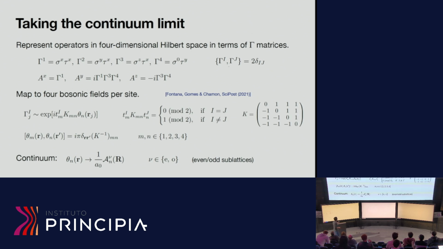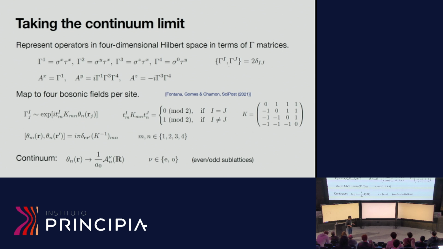Okay, and then you can do this by imposing canonical commutation relations for the bosonic fields in terms of this K matrix. And here I'm going to take the continuum limit in this way. You take this bosonic field to these curly A fields, which is not the same as the A's that I had before. The notation is a bit unfortunate here. So this would be like the gauge fields in a sense. This representation comes with some gauge structure.